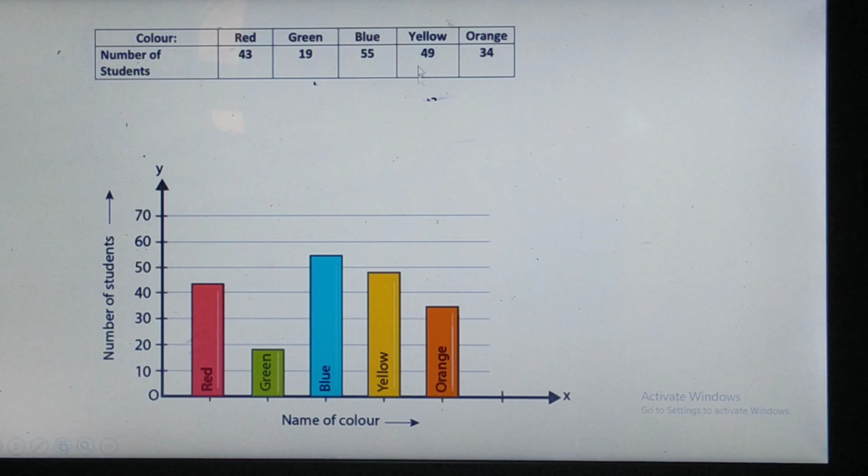Okay, and what about yellow? It is 49, which is less than 50. So you have to choose the values which are nearer to the y-axis. Where will be near to the y-axis? Choose the values corresponding to that, and you draw a rectangular bar. This is the form. Okay.